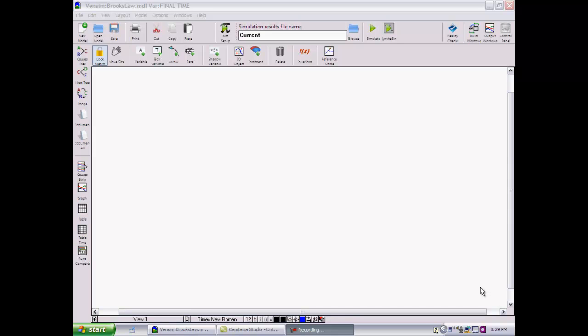In this video clip, we'll go through a demonstration of the process, start to finish, of building a causal loop diagram of my mental model of the system structure underlying the behavior implied by Brooks' law. So in an earlier slide we had mentioned Brooks' law, and in brief, Brooks' law says that adding manpower to a late software project makes it later.